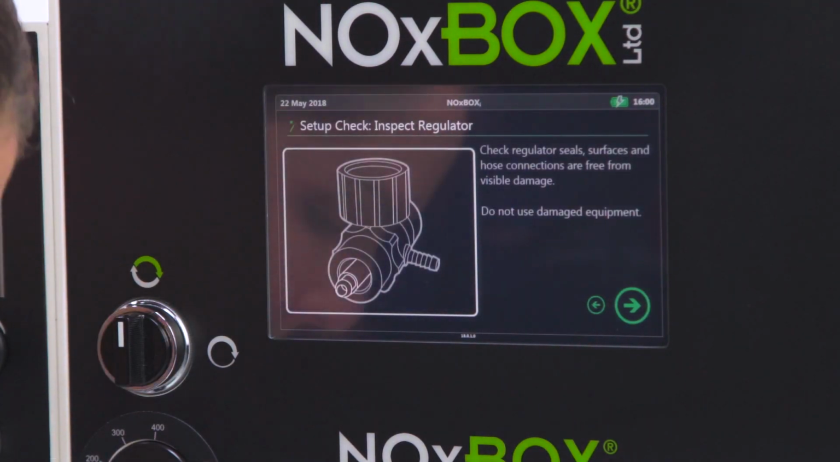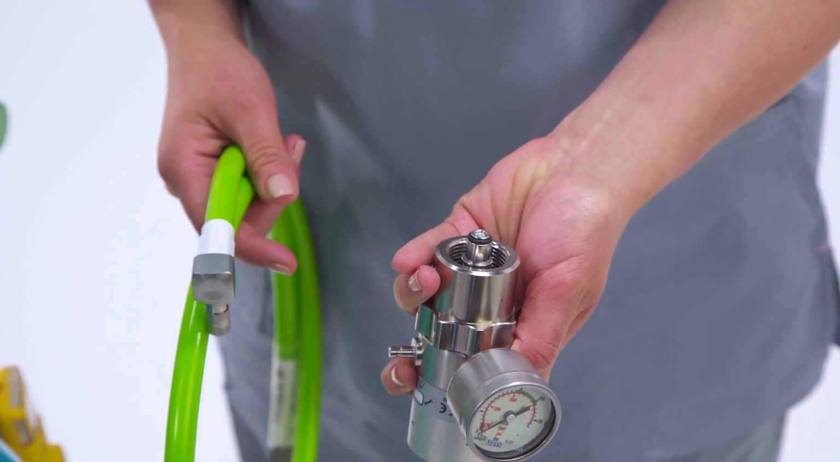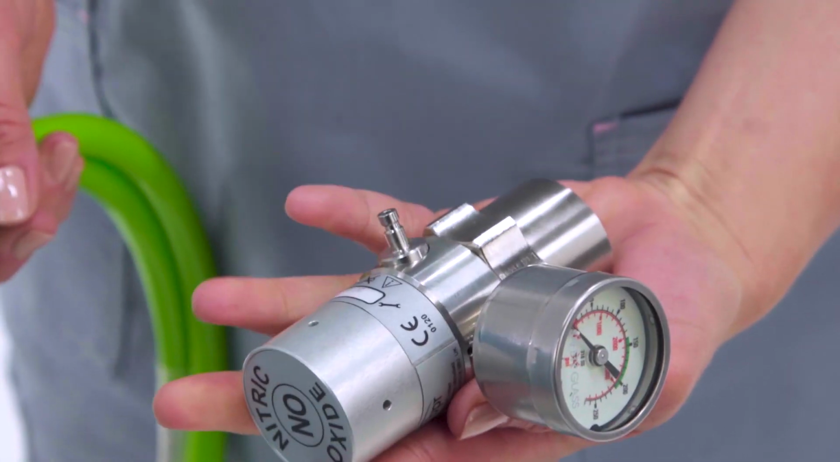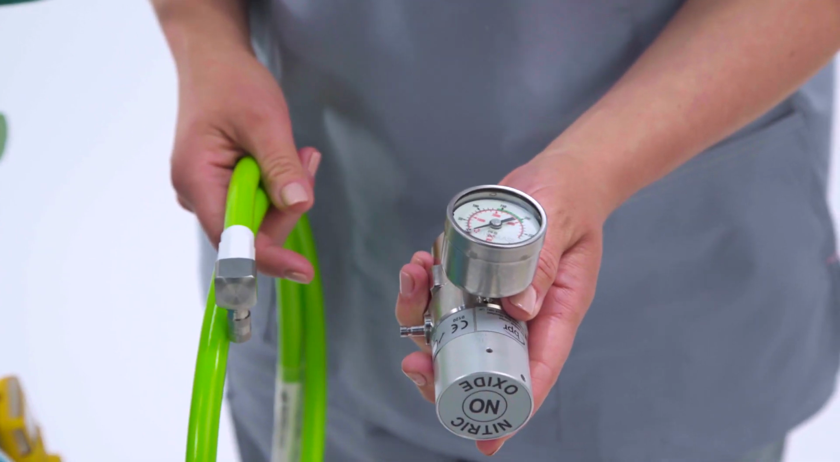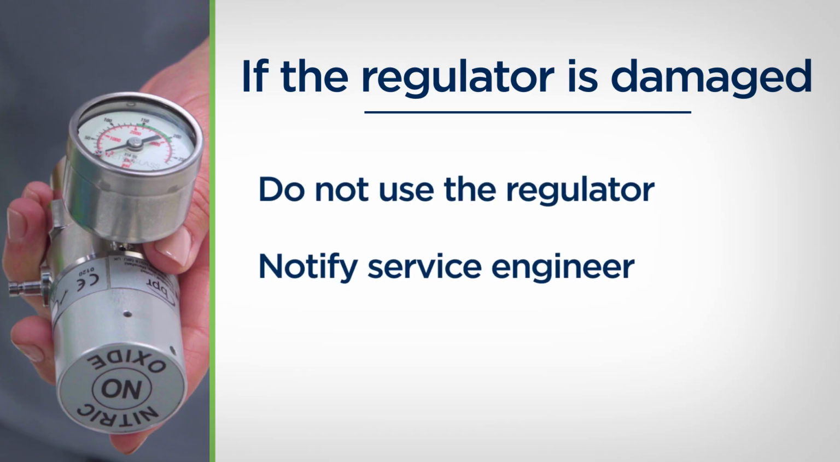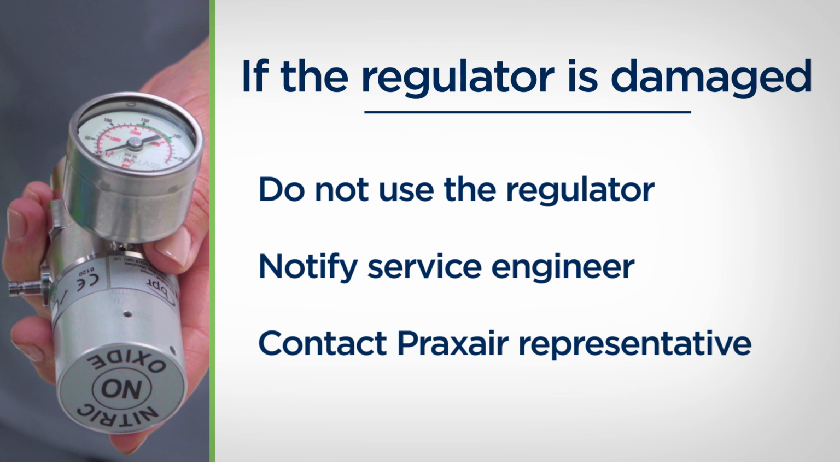Next, inspect the regulator you intend to connect to the NOxEvent gas cylinder, paying particular attention to the sealing O-ring, gauge, and body for signs of damage. If the regulator is damaged, do not use it. Contact your qualified service engineer or contact your Praxair representative.